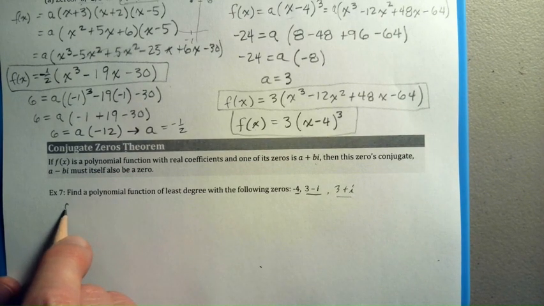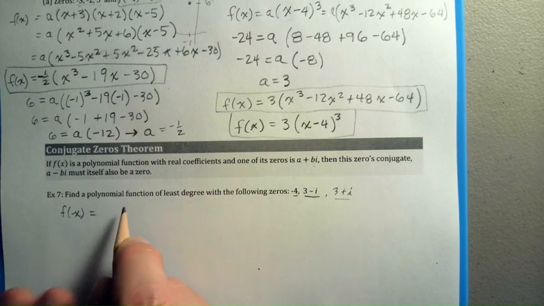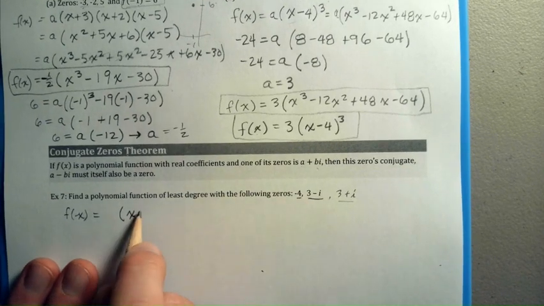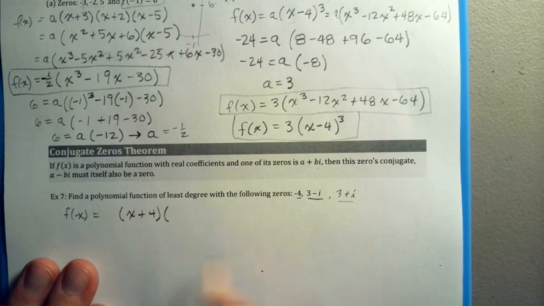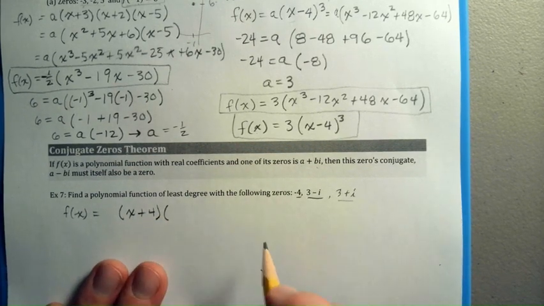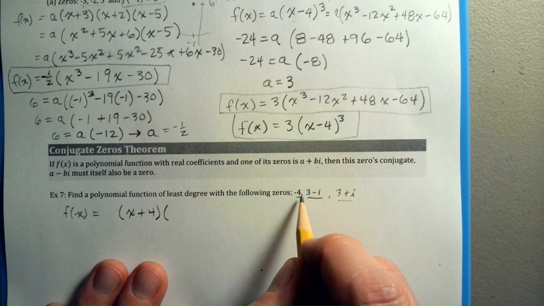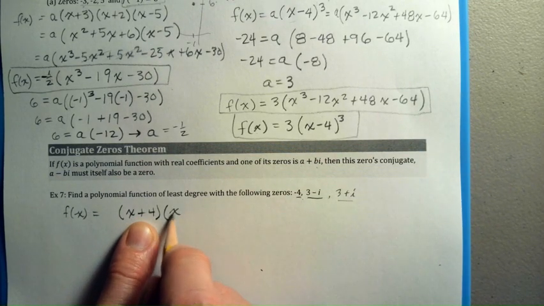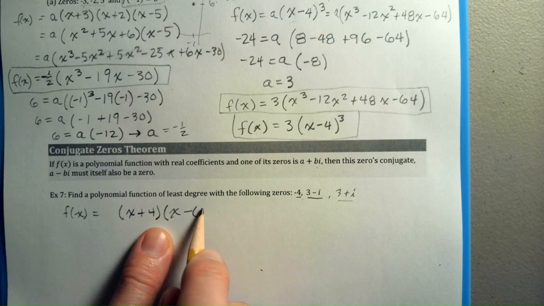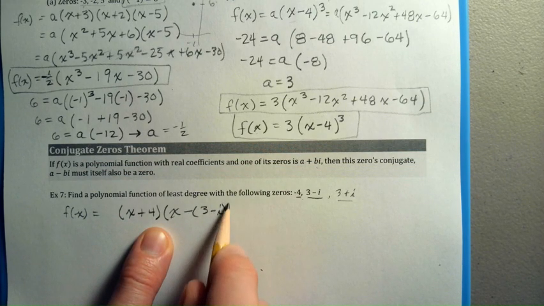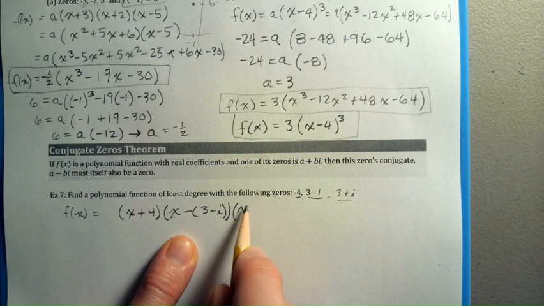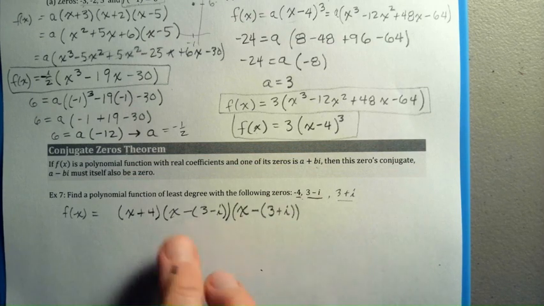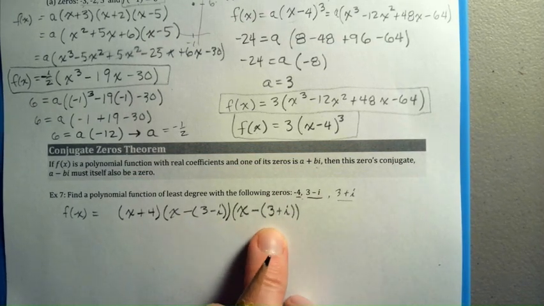So the function is going to be x, what, from this negative 4, it's going to be x plus 4. And then we want to write x minus the zero, right? So x minus negative 4 or x plus 4. For complex ones, do x minus and then put the zero in. x minus 3 minus i, and then the other one is x minus 3 plus i. So I would do this so that you're distributing the negatives properly there.